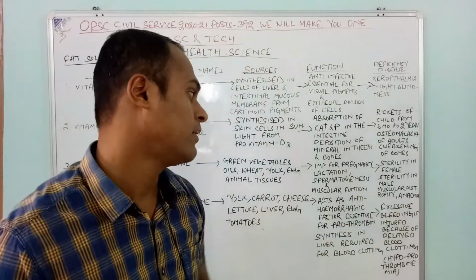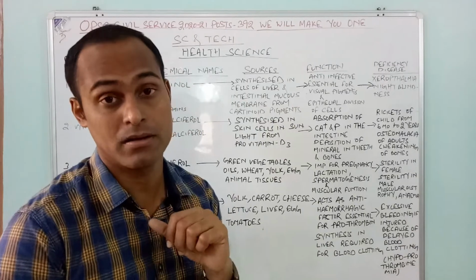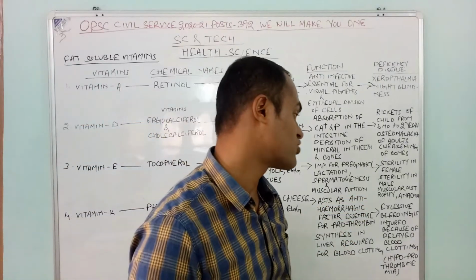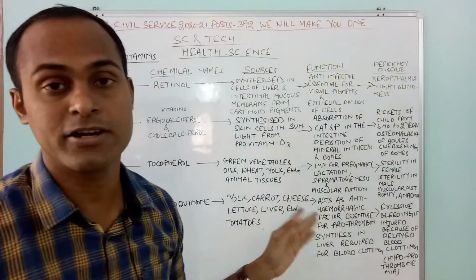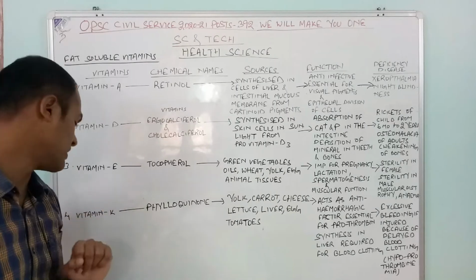And then muscular dystrophy and anemia. Anemia is especially related to blood, and muscular dystrophy is also related to vitamin E. If they ask you the question, the answer will be vitamin E.